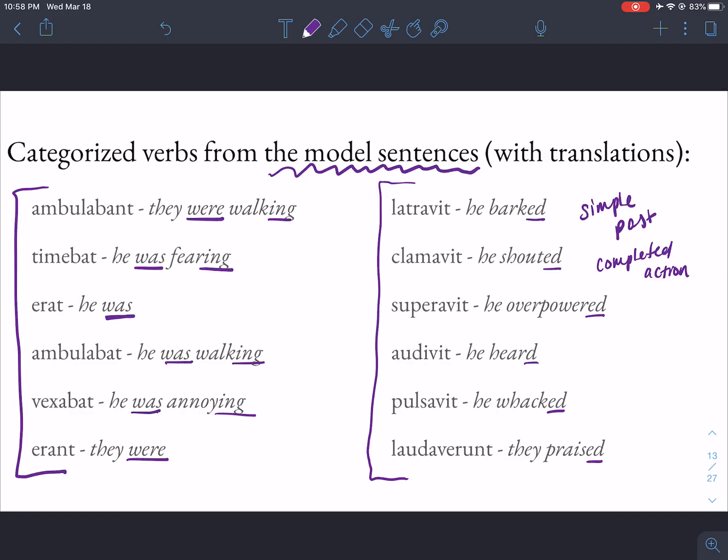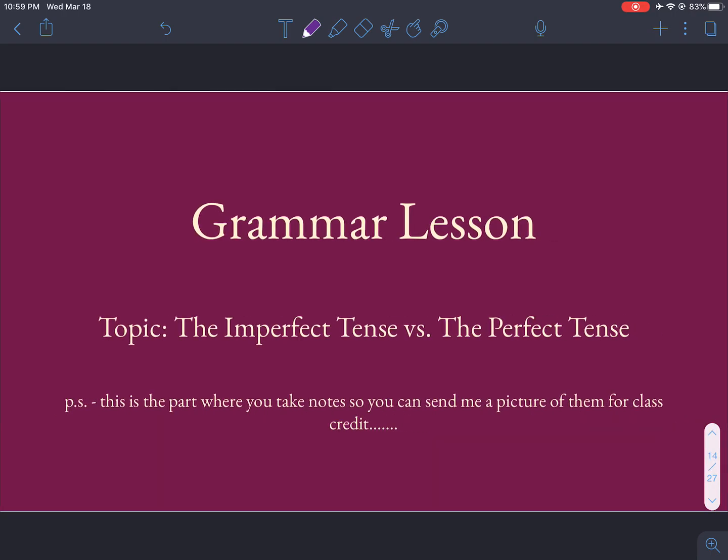So moving right along, now is the part in the show where you go and get your notebook. We're going to have our grammar lesson. You need to take notes during this portion, so you can send me a picture of them for class credit. If you don't send me a picture, I can't give you class credit for this. So you can pause the video, go get your stuff, come back. I'm going to keep going for time's sake. Our topic for today is the imperfect tense versus the perfect tense, the perfect tense being the new tense that we're covering and learning about.